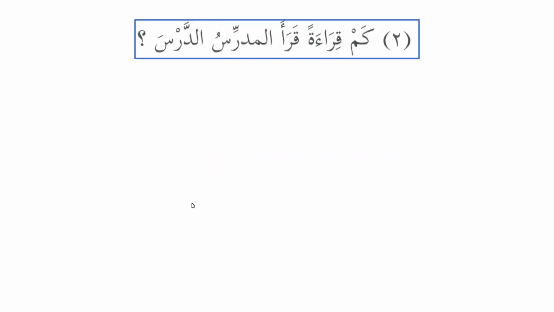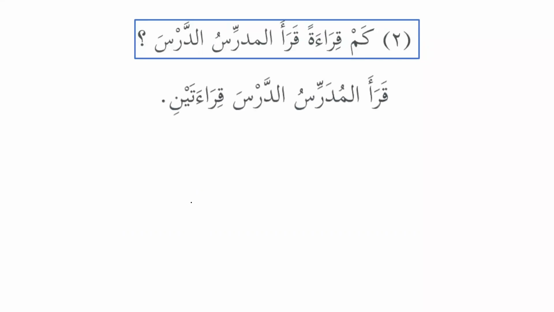Kam qira'atan qara al-mudarrisu ad-darsa. How many times did the teacher read the lesson? Yes, twice. Qara al-mudarrisu ad-darsa qira'ataini. Excellent. Qira'ataini, and we know that qira'atain here is al-maf'ul al-mutlaq, which is used basically for the number.